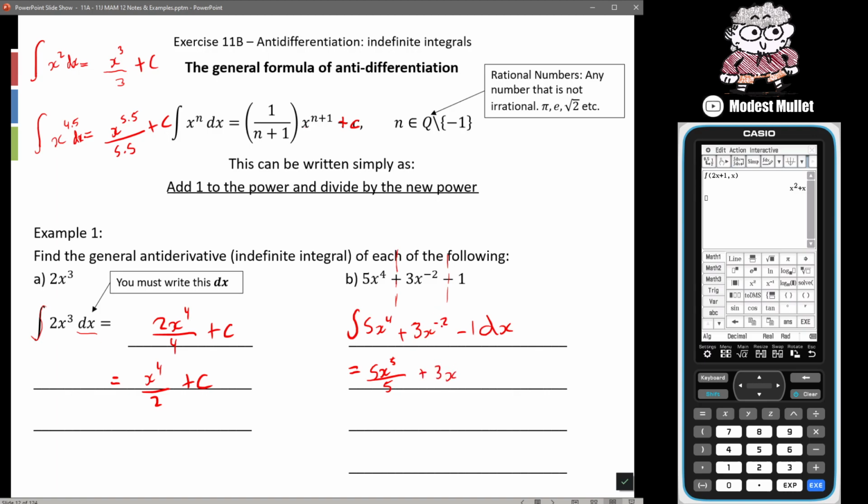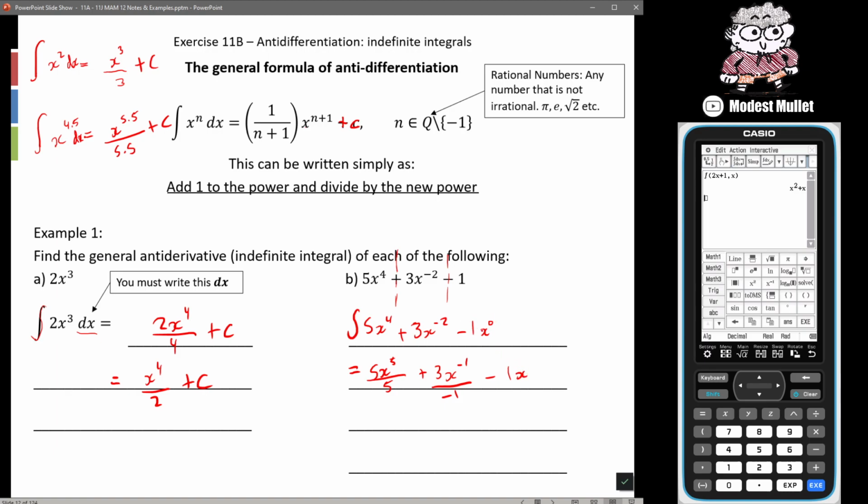Now negative 2, we need to add 1 to negative 2, so that turns into minus 1 because it's negative 2 plus 1. And our new power is negative 1, so divide by negative 1. Now we get minus 1. Now, negative 1, that is sort of like saying negative 1x to the 0. When we have a constant and now we're anti-differentiating, we could think of that as x to the 0.